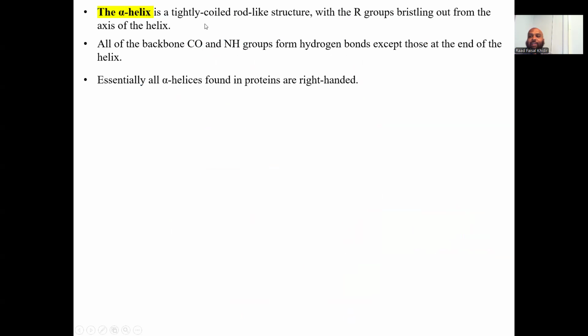Okay. The alpha helix is a tightly coiled rod-like structure, like a loop, with the outer groups bristling out from the axis of the helix. So it's spinning around like a coil. And all of the backbone, the carbonyl and the nitrogen groups form the hydrogen bonds, except those at the end of the helix. So the bonds are between the oxygen and the hydrogen of the nitrogen. Between the oxygen and the hydrogen, because they're just like water. So you have O with an H. So that's how they make the bond.